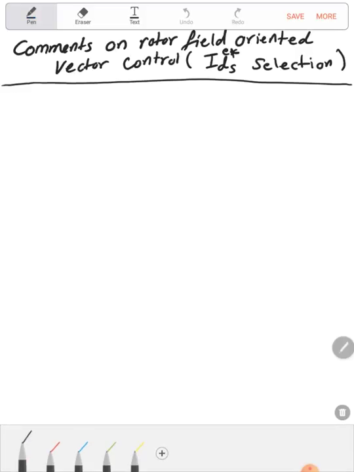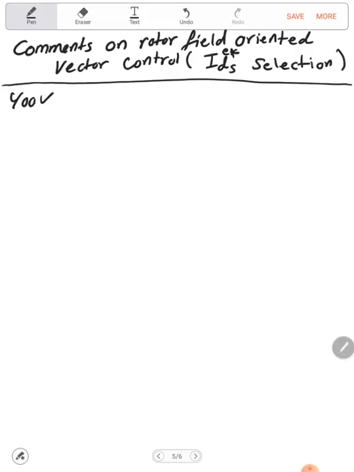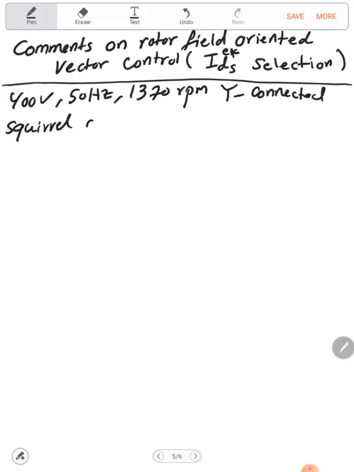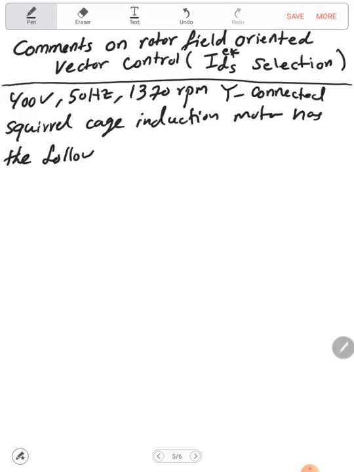For that, I will start with a simple example. Let's assume that we have a 400 volt, 50 hertz, 1370 RPM, Y connected squirrel cage induction motor that has the following parameters referred to the stator circuit.